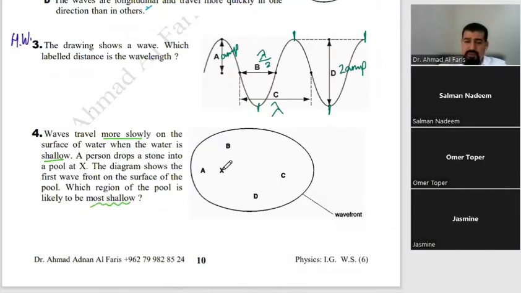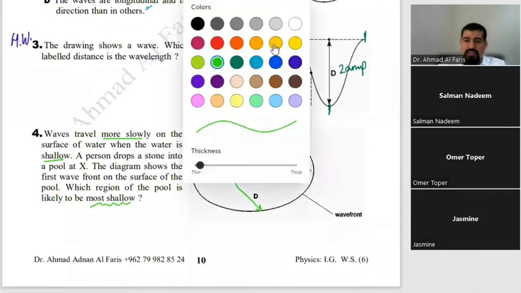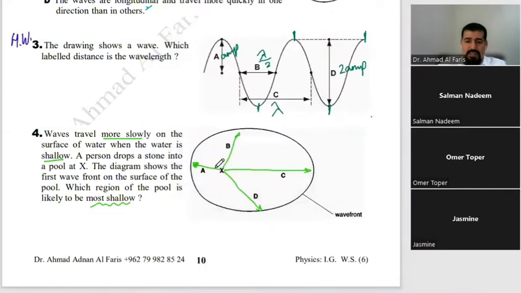Since the wave travels this far here and this far here on this region, and the same thing for parts D and B, in which region is it the slowest? The slowest will be the one that travels more slowly. So the correct answer is A. A is the shallowest, while C is the deepest, because it's fastest.